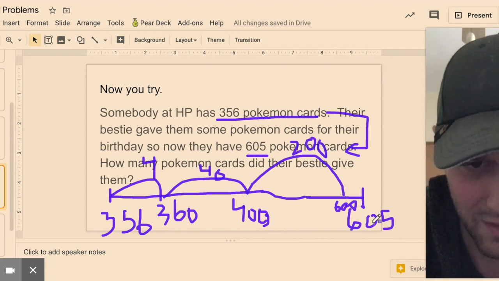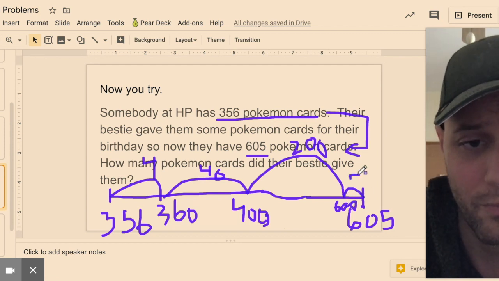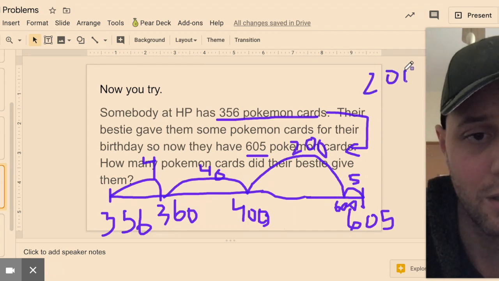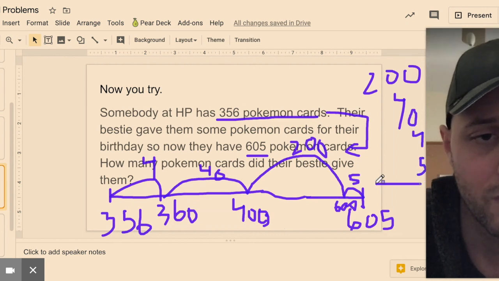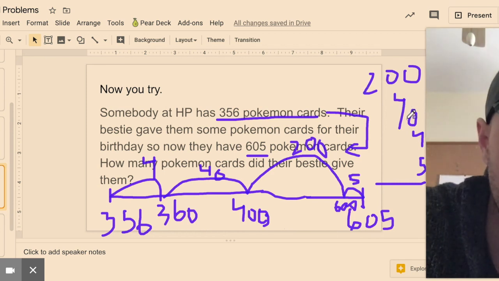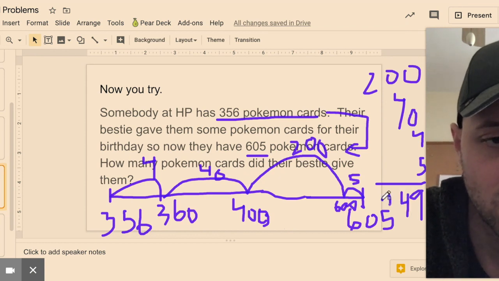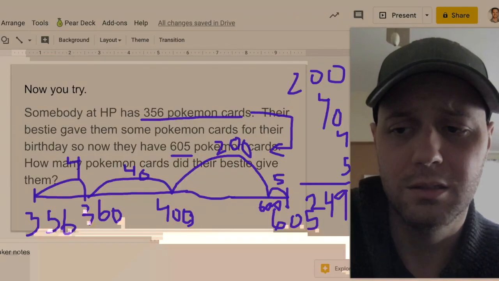It's a very generous gift of Pokemon cards. But they still don't have the 605. We need to find out how much more to add. Well, now the bestie would give them 5 more. So altogether, the bestie gave them 200, 40, 4, and 5. You might think, okay, 4 and 5 is 9, plus 40 is 49, plus 200 is 249. If you would do it vertically, 9, 40, 200, 249. If you got that right, you are awesome.